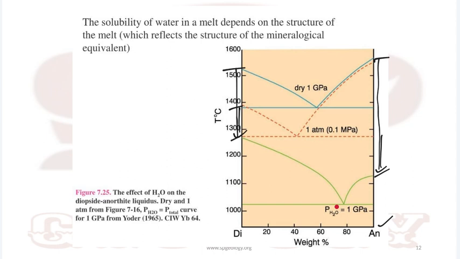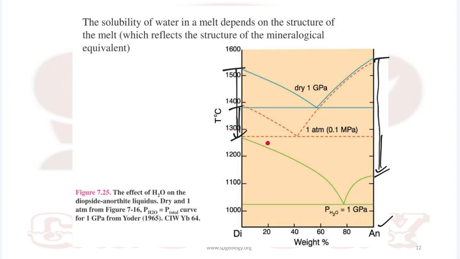You can explain it like this. In case of pressure, the eutectic composition will shift away from the component which is responding more to the pressure. In case of water content, the eutectic composition will shift toward the component which is responding more to the water.